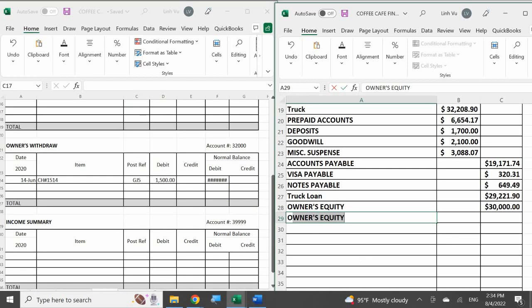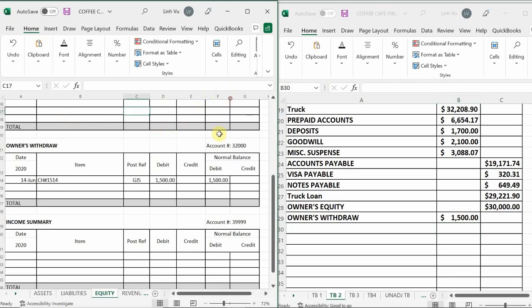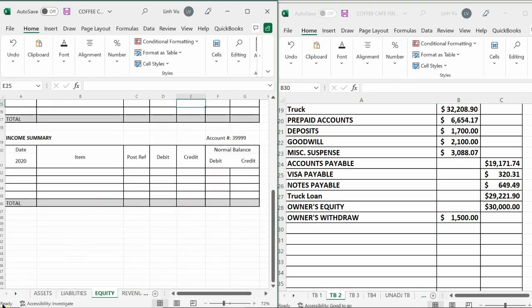How much was my owner's withdrawal? $1,500. Debit or credit? It's a contra, so it has to be a debit. Good. So in this case, I have $1,500 on the left side because it is a debit. And we haven't talked about income summary yet.